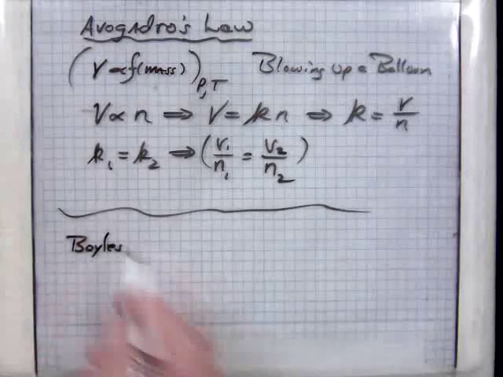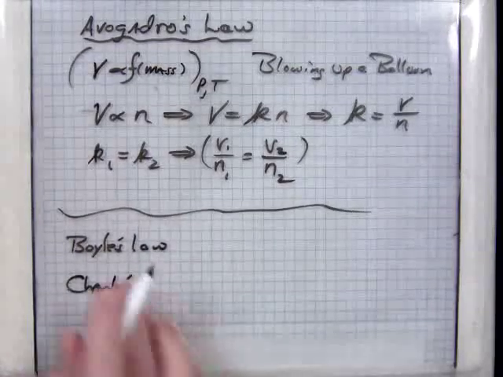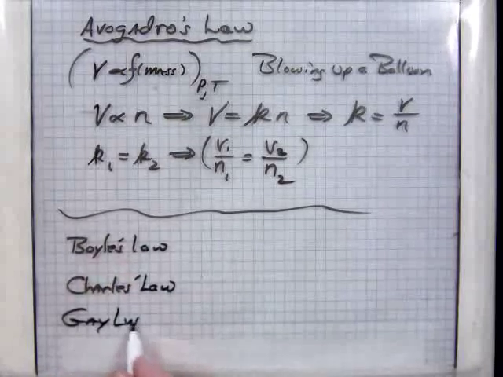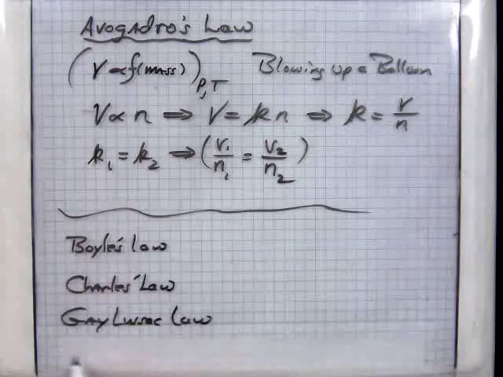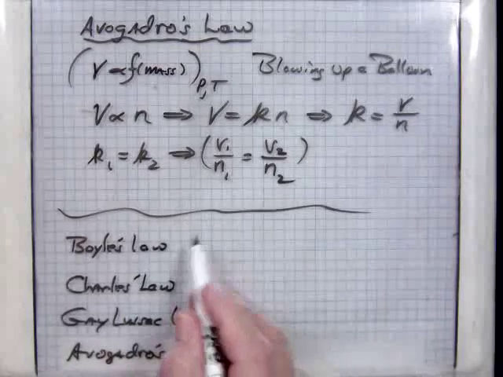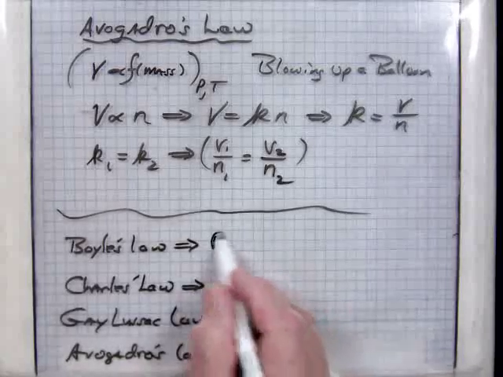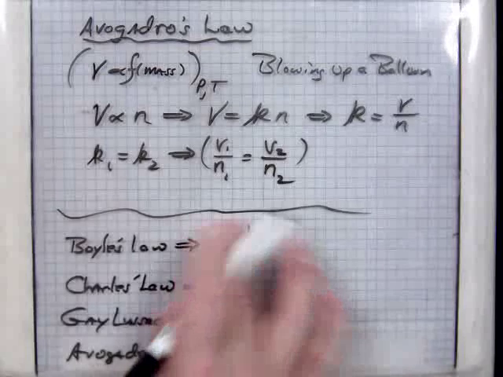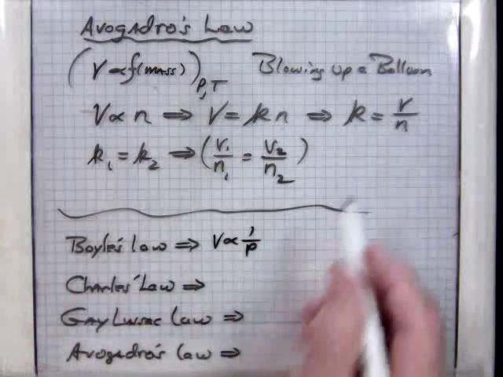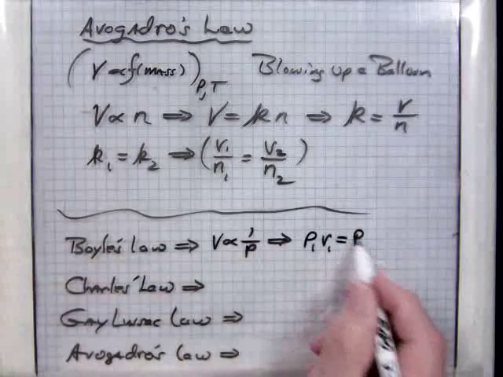Well, if you wrote these laws down, you'd have Boyle's law. This is the way it usually starts. Charles' law, Gay-Lussac, and Avogadro's. So the proportional relationship is volume and pressure. Let's go volume on all. Volume proportional to 1 over pressure. So this is an inverse relationship. And this leads to the empirical relationship, P1 V1 equals P2 V2.